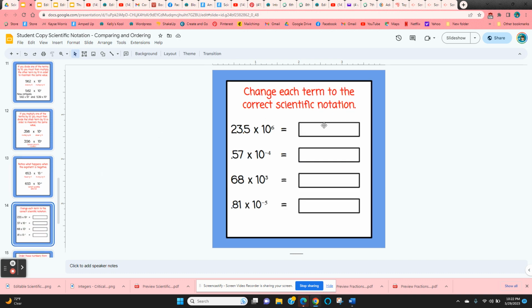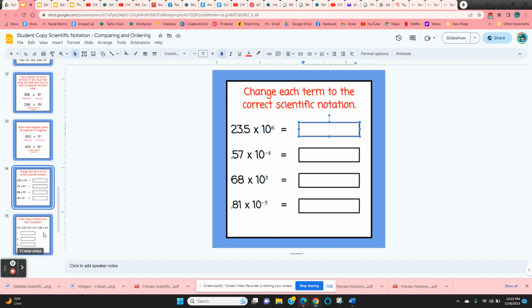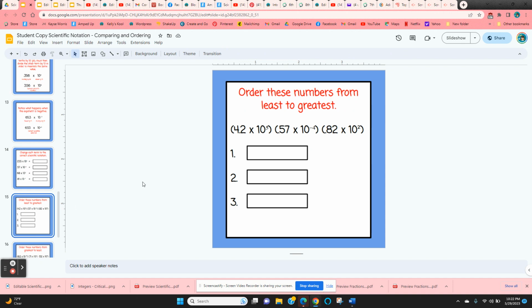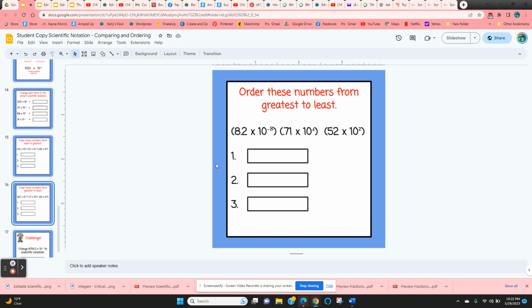On slide 14, again, students are going to be typing. They want to change each of these terms to the correct scientific notation. Then they're going to order these three numbers in order from least to greatest. On the next slide, from greatest to least.